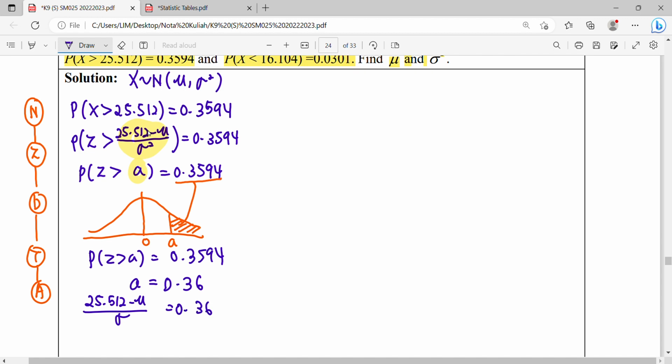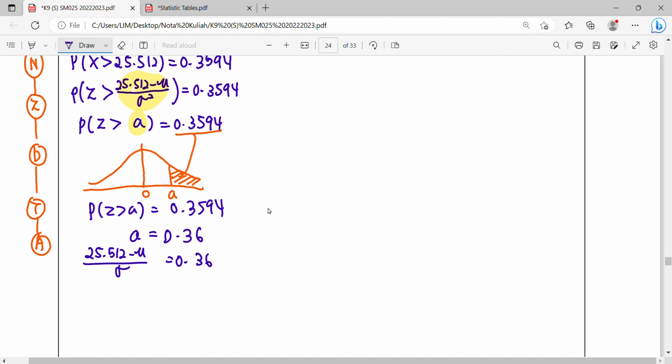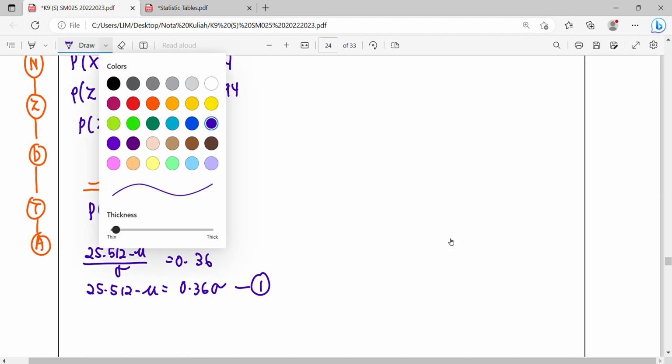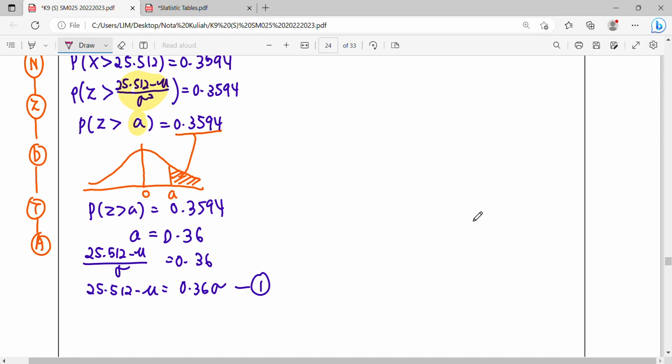We make it simultaneous. The first equation we tidy up, multiplying by the standard deviation. So this is the first simultaneous equation. You have two things to find, so you need two equations here. So we put a stop here. We continue with the second information. We analyze the second information.